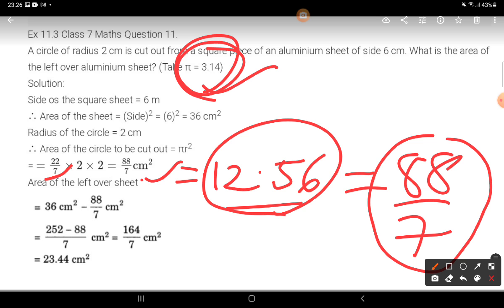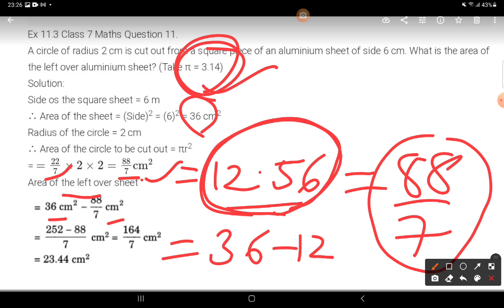Okay, now we have to find out the area of the leftover sheet. For the leftover sheet, what you need to do is subtract these both. So 36 minus 88 upon 7. Okay, so area of the leftover sheet is 36 minus 88 upon 7, or 36 minus 12.56. Subtract these both, so you will get your answer easily.